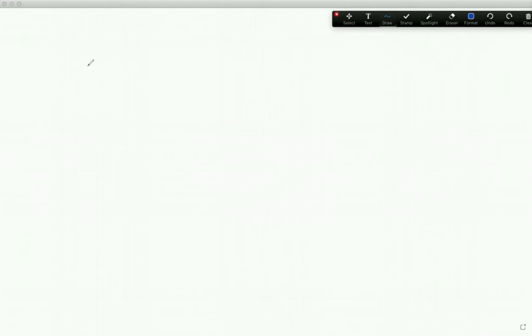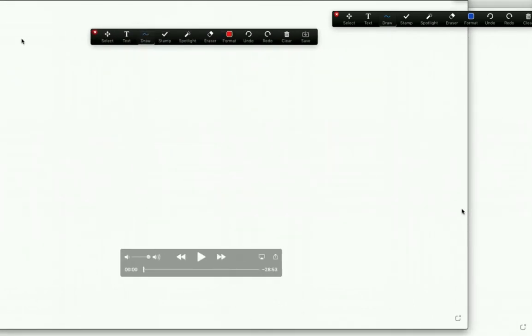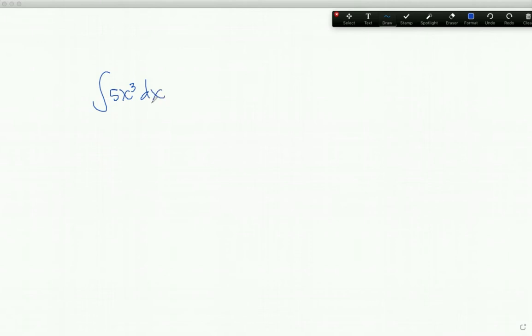So if we return back to this here, 5x to the third dx, and we still have 1. What was it that we got? Like 130 over 3, something like that. Yeah, 130 over 3. Now, before you learn how to find the exact area, what happens is you could approximate the area, and here's how you do it.